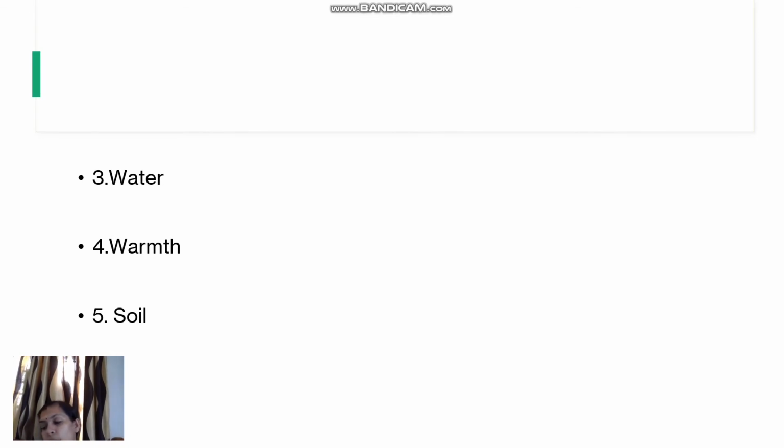Temperature actually plays a major role in the development of animals or plants. The proper range should be maintained. There is a particular narrow range where maximum growth of plants and animals will be there.